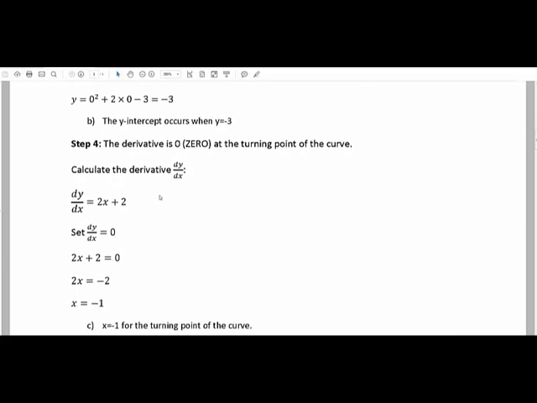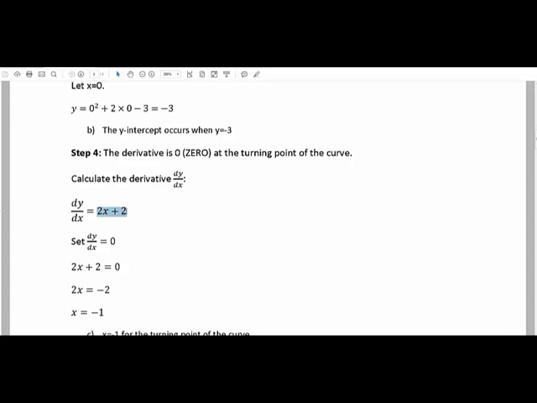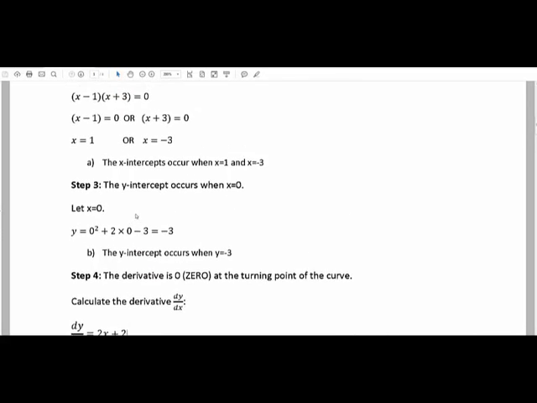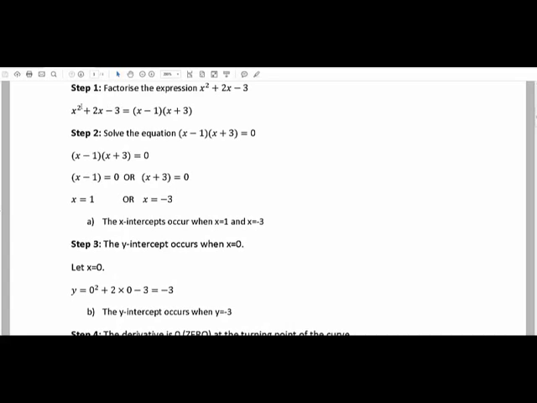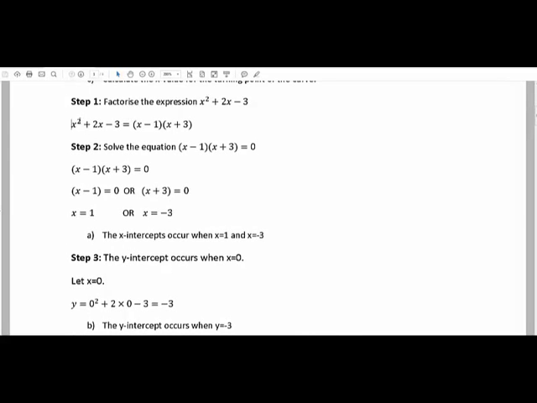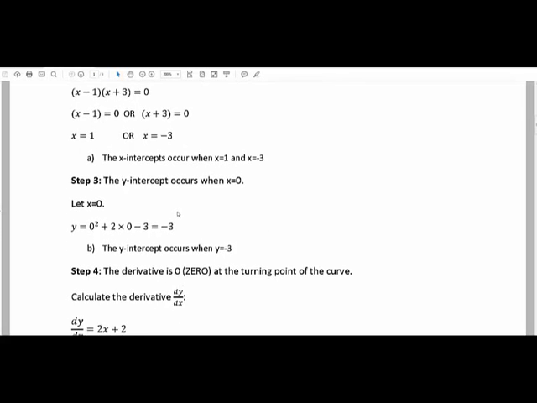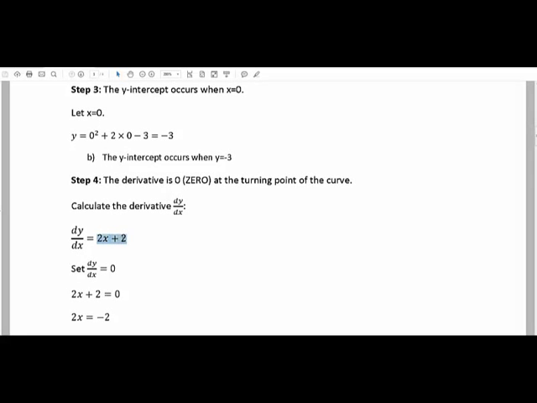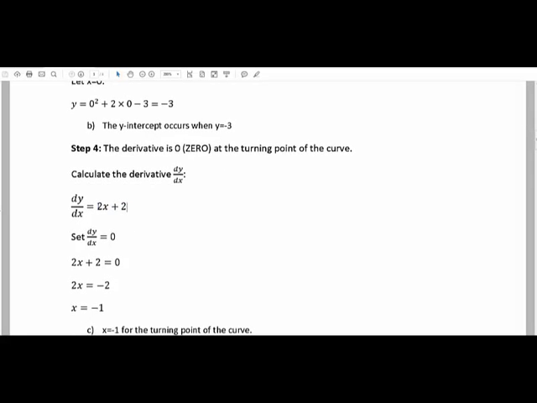Calculate the derivative. So the derivative of the function would be 2x plus 2. Why? We move the 2 in the exponent in front, it becomes 2x squared. Decrease the exponent 2 by 1, we're left with 2x to the power of 1, or just 2x. And then the second term, plus 2x, will become just 2. And then the derivative of the term minus 3 is just a constant, so it will be nothing. So the derivative of the function is 2x plus 2. Now, set this equal to 0.